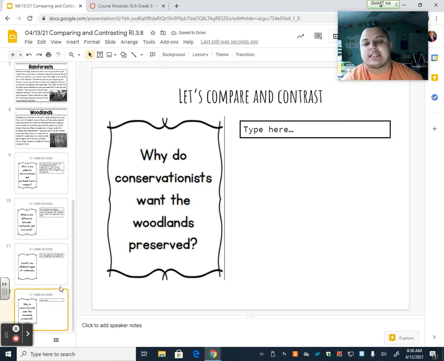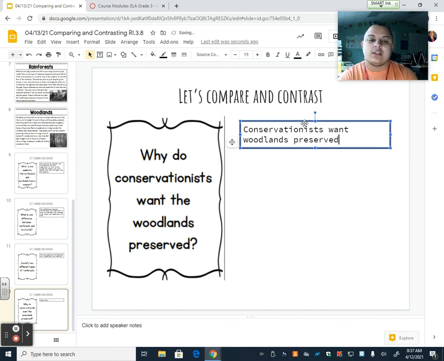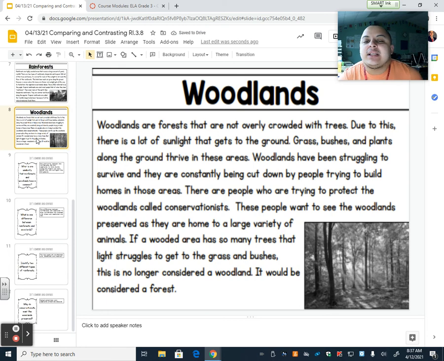All right. Last but not least, this question says, why do conservationists want woodlands preserved? So this one is more specifically about just woodlands or the woods. So let's restate our question. The conservationists want woodlands preserved because we are looking for a reason. So let's continue reading. Woodlands are forests that are not overly crowded with trees. Due to this, there's a lot of sunlight. We can skip that, and let's look for the word conservationist.